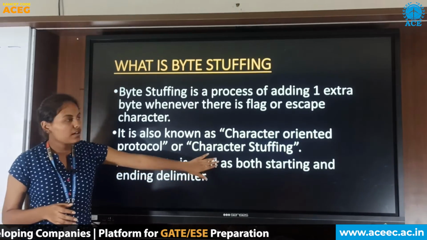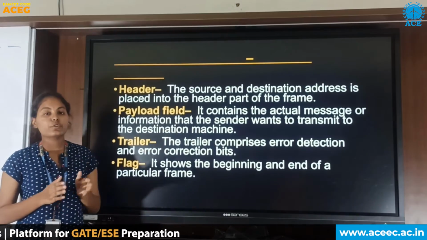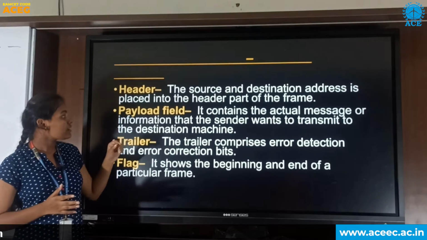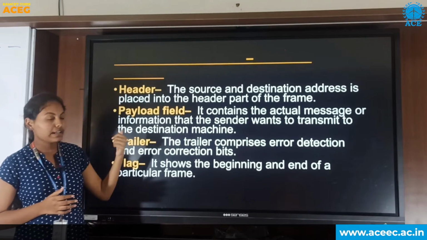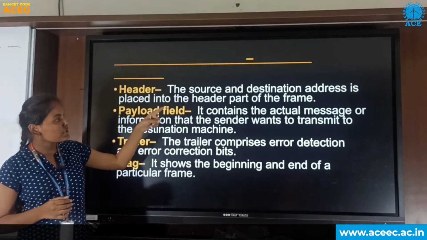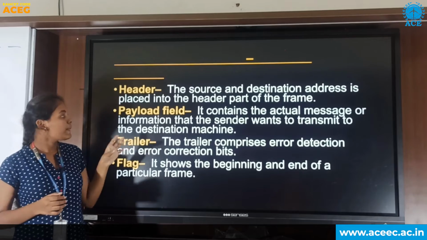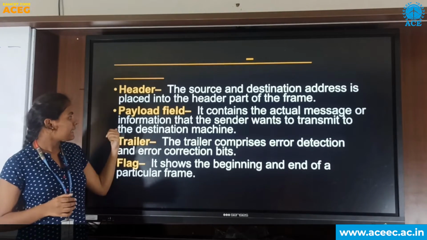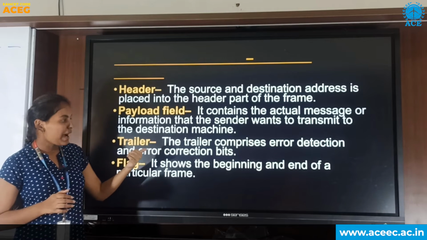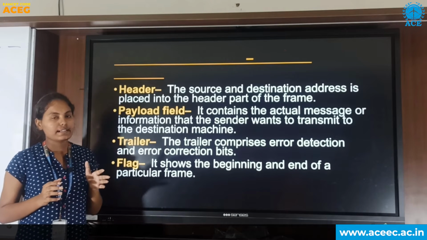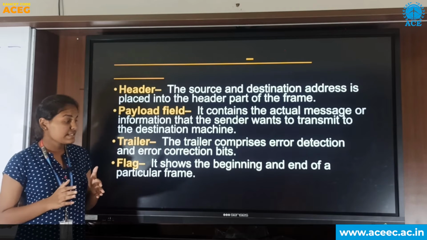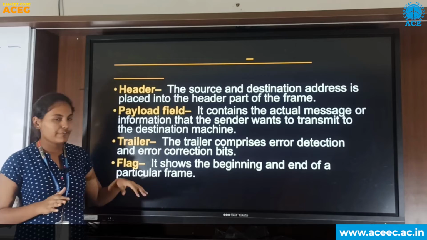So let us know how this byte stuffing works. Before that, we should know what is a frame. Mainly a frame has these 4 parts. First one is header, second one is payload field, third one is trailer, and fourth one is flag. What the header does is, the source and the destination address is placed in the header part, and the payload field contains the actual message. The trailer part comprises error detection and error correction bits, and the flag marks the beginning and ending of the frame.